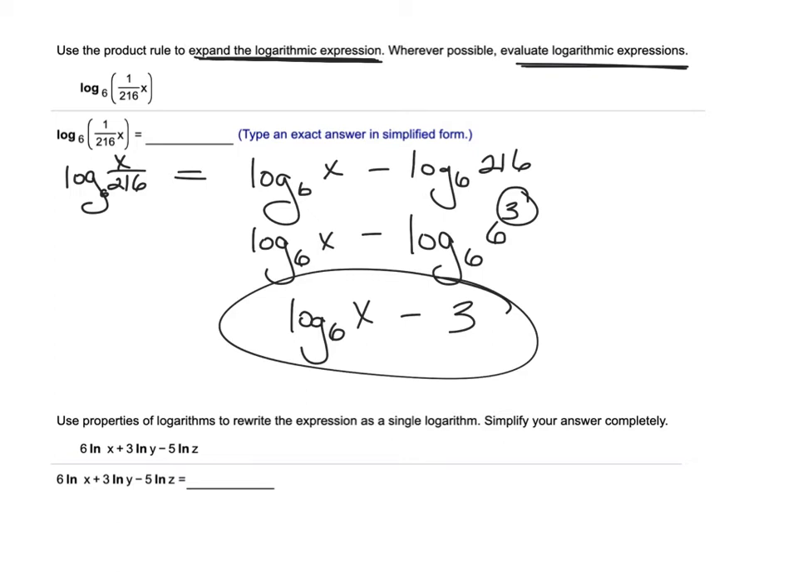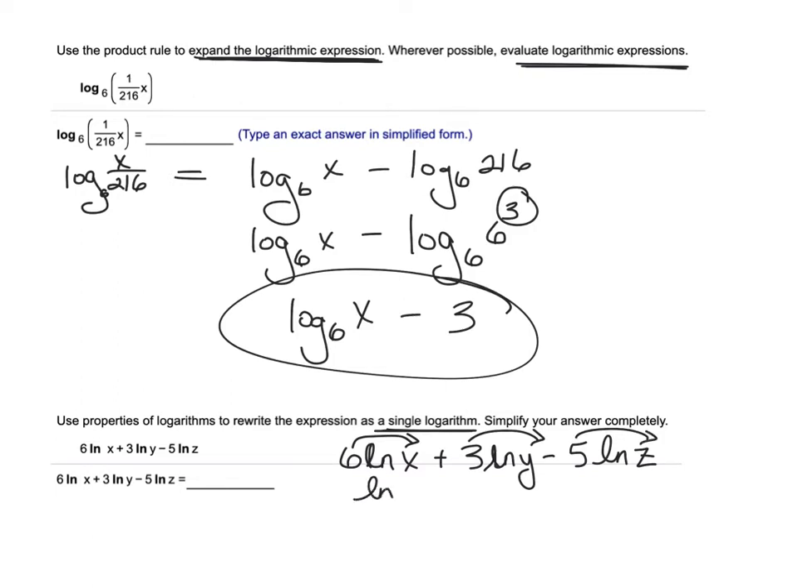Now the next problem is just turn around and go in the opposite direction. We're going to combine into a single log. Okay, so we're going to first start by going backwards. Before we can combine, we have to get rid of the number right in front. So what we can do is bring the 6 back up, the 3, and the 5. So let's rewrite it. That'd be the natural log of x to the 6th, log of y cubed, the natural log of z to the 5th.